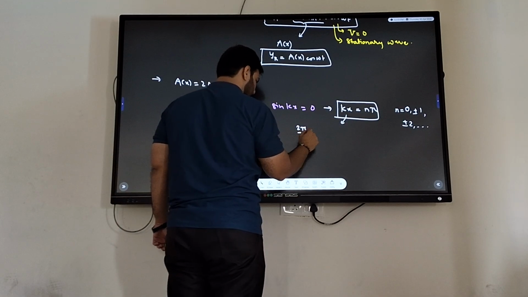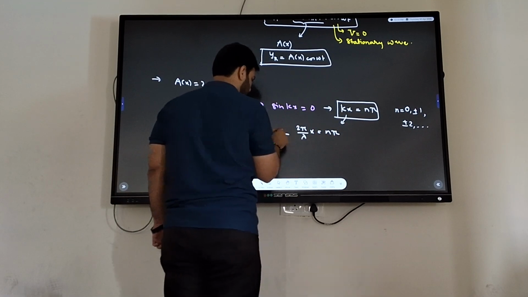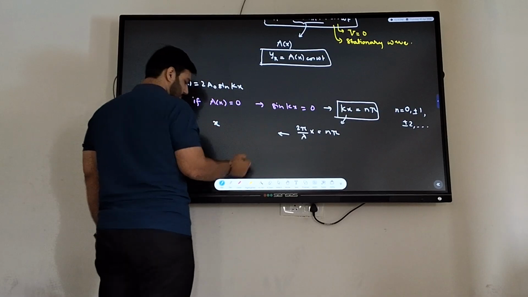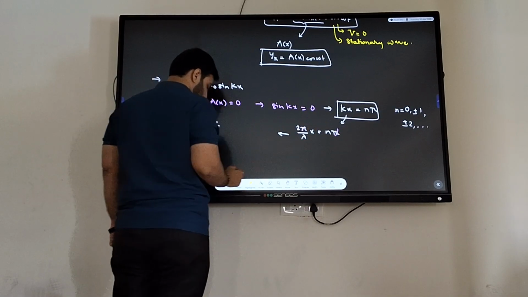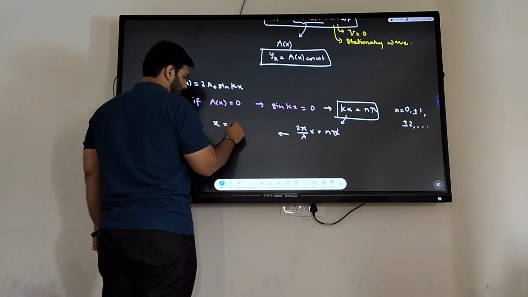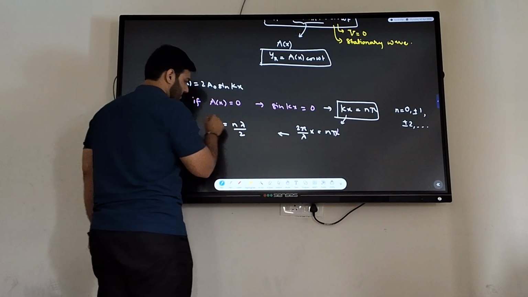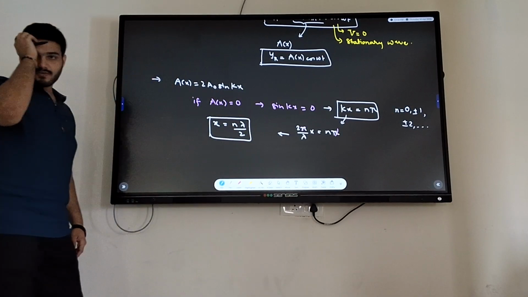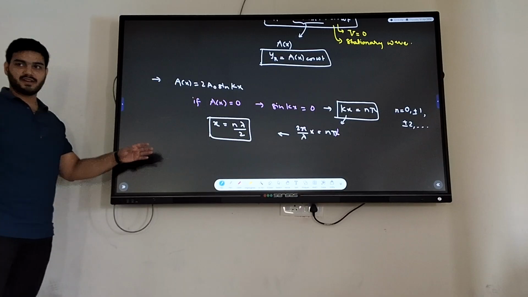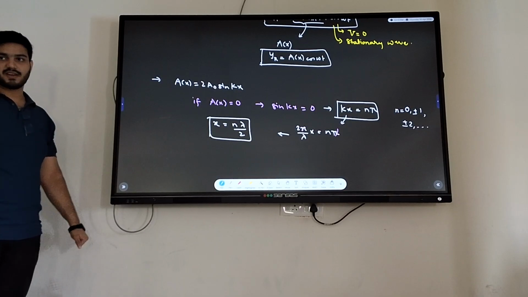2 pi by lambda, x and pi. And then what will you get? You will get pi there, no? So x equal to n lambda by 2. Now let's check if whatever we studied and the formula that we are getting is correct or not.